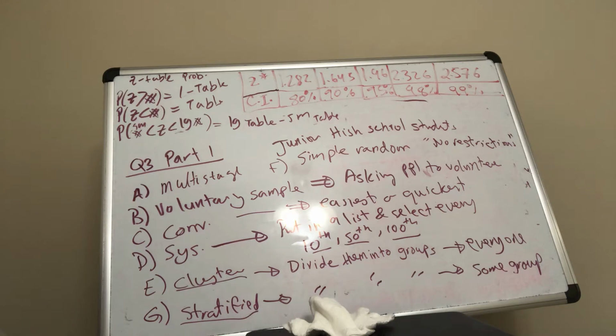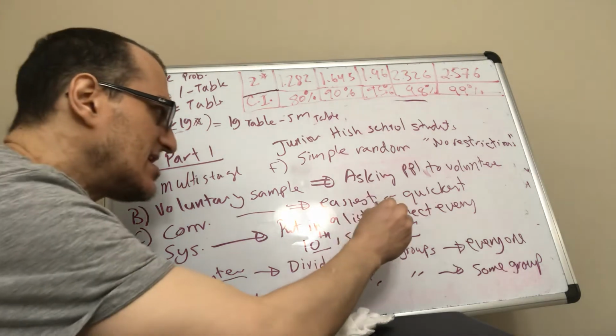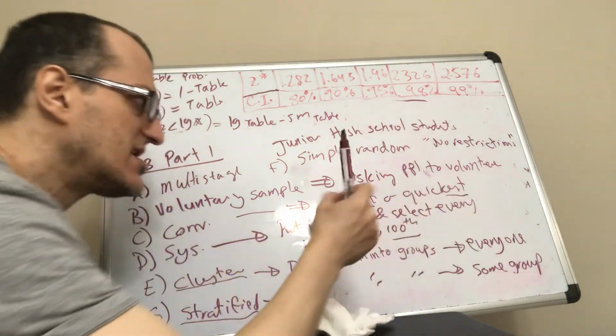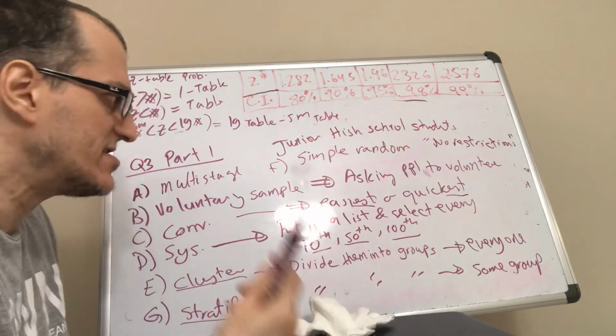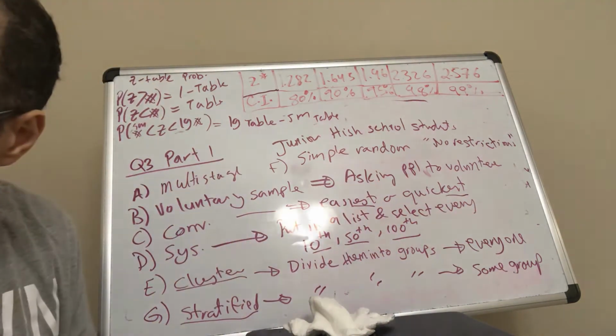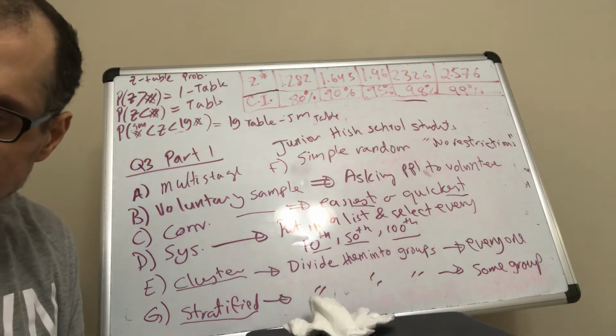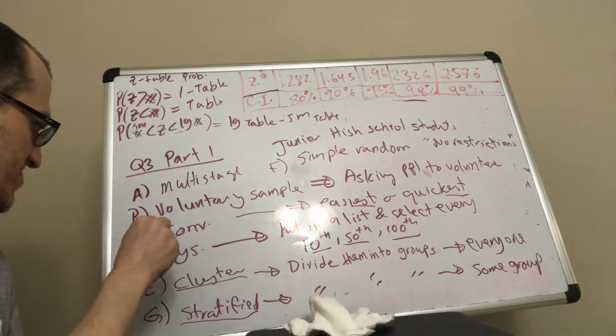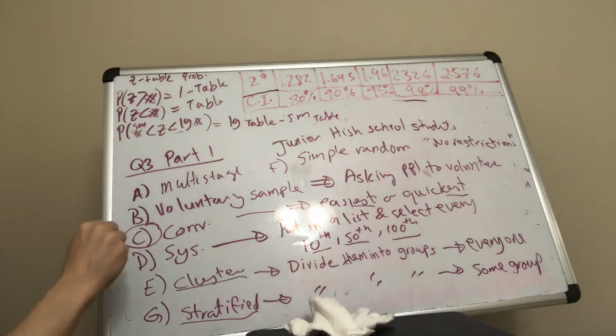So the first one, number 1, go to the junior high school closest. So that's, again, an indication that you want to do it the easiest way. So you go to the high school closest and speak to 100 students. That's the quickest way, that's convenience. So the answer is C for number 1.